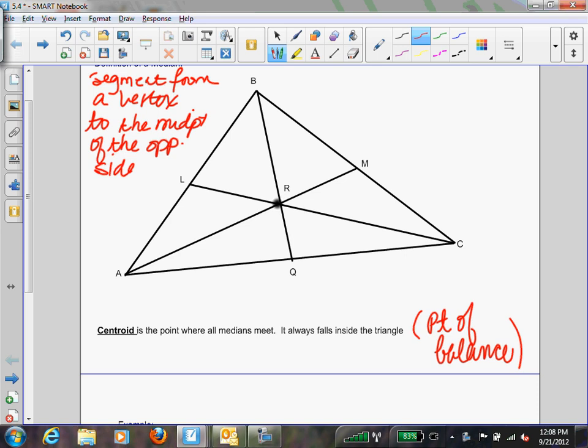Right. So I don't know if you had a chance to look at this. R is going to be the centroid. Take your ruler if you can and pick one of those medians. Measure the entire length of your median. And then notice, where does that centroid fall?